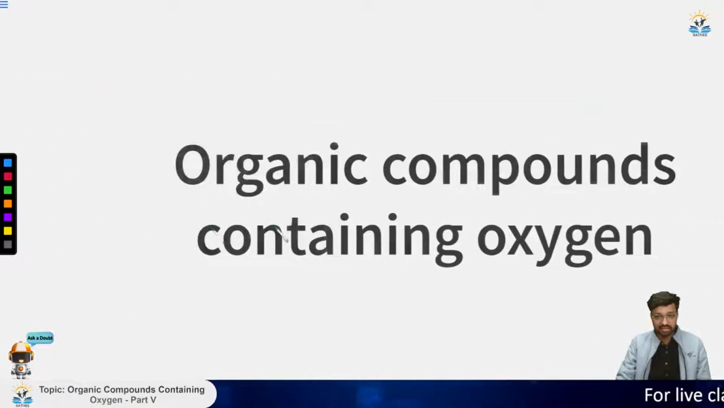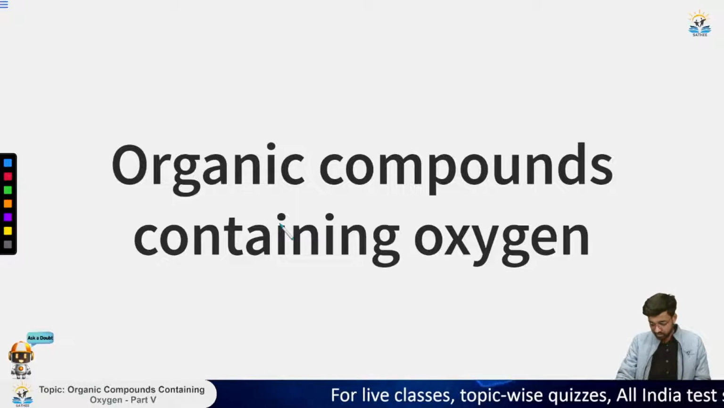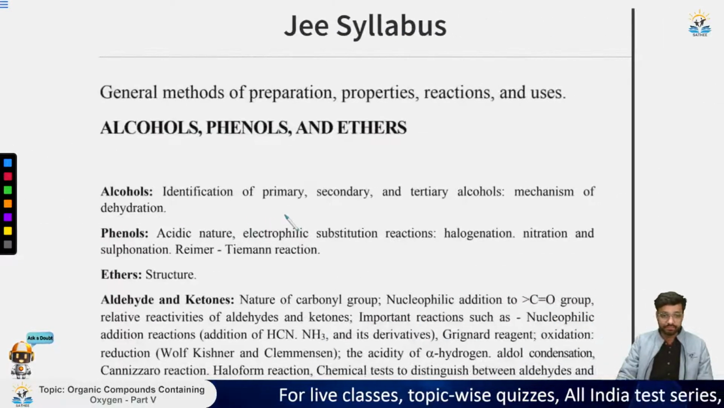So we have started this chapter, organic compounds containing oxygen, and we have completed one third of this chapter, that is aldehyde, ketone, alcohol, phenol, and ether. Now we are left with only carboxylic acid.